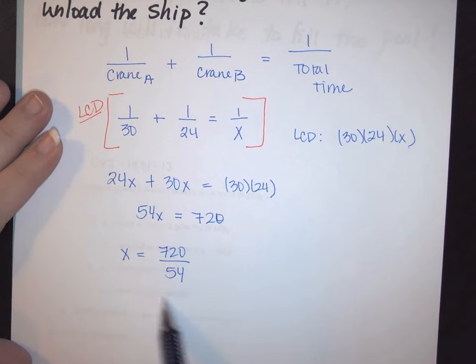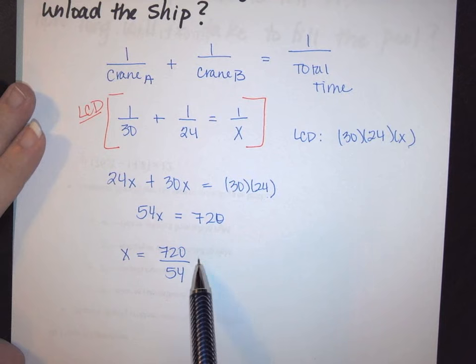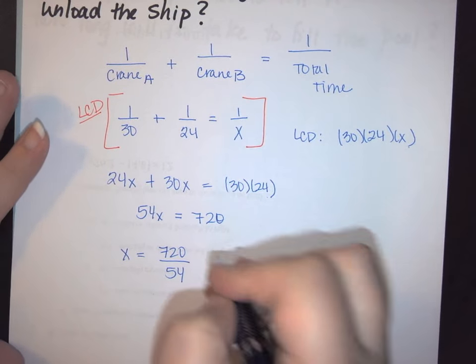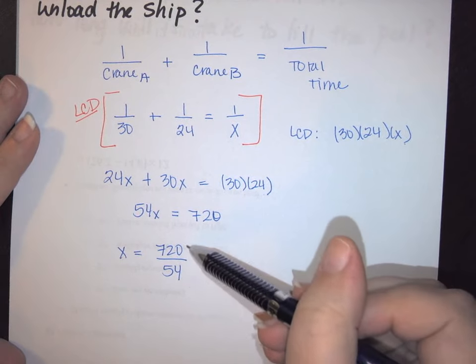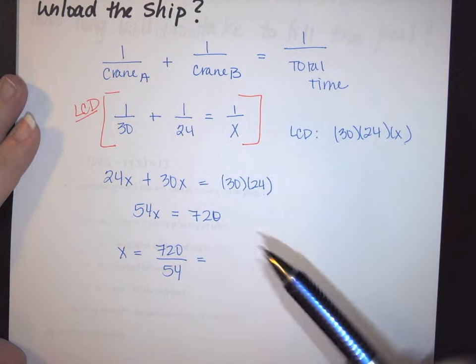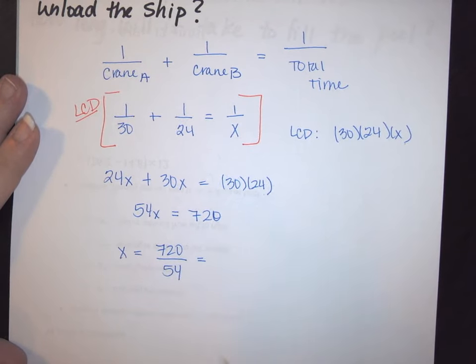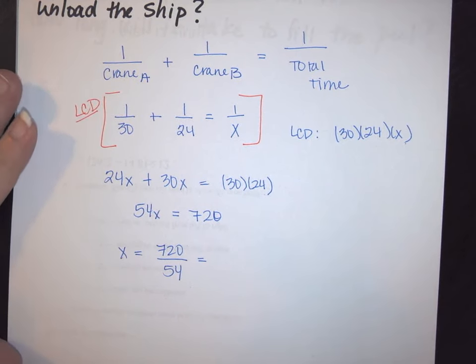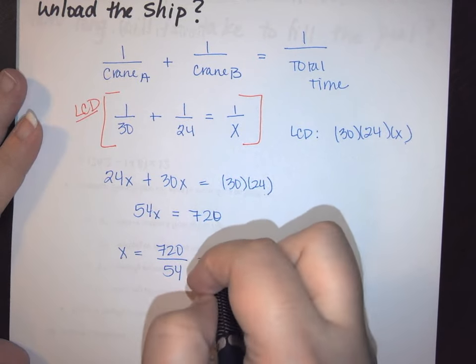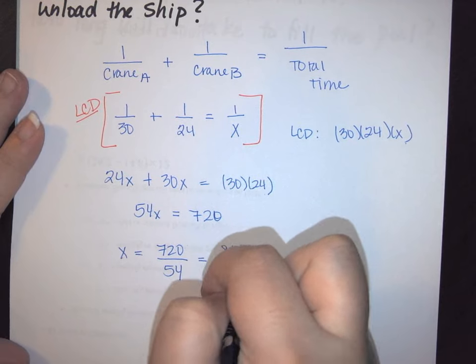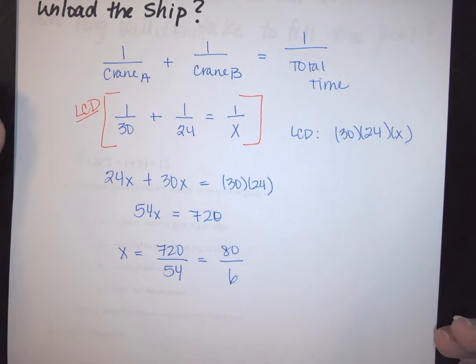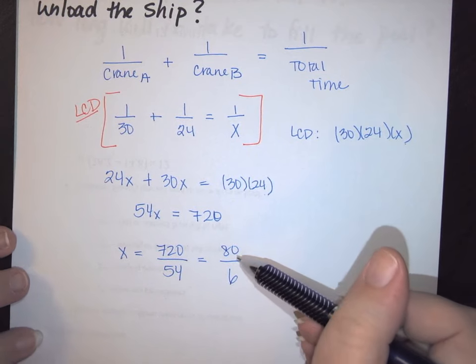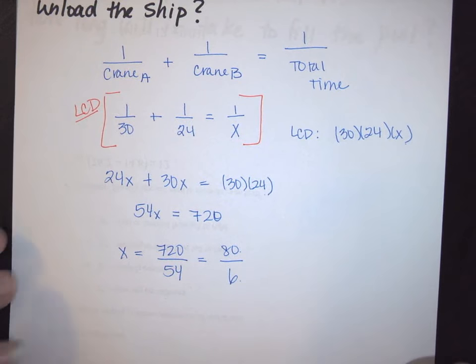One easy way to reduce it is to just start dividing out by even numbers. One of the things that I know is that both can be divided by 2 because they're both even numbers. But if you look at 720 and 54, I know automatically I can pull out a 9. If I pull out a 9 from the top, I'm left with 80. If I pull it out from the bottom, I'm left with 6, which at least gets me down a little bit further. Then what you can notice is 80 and 6 are both even.